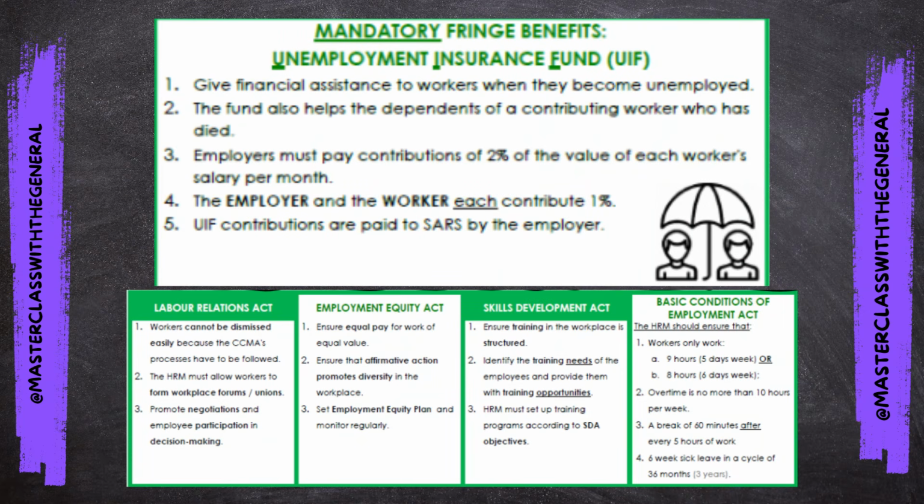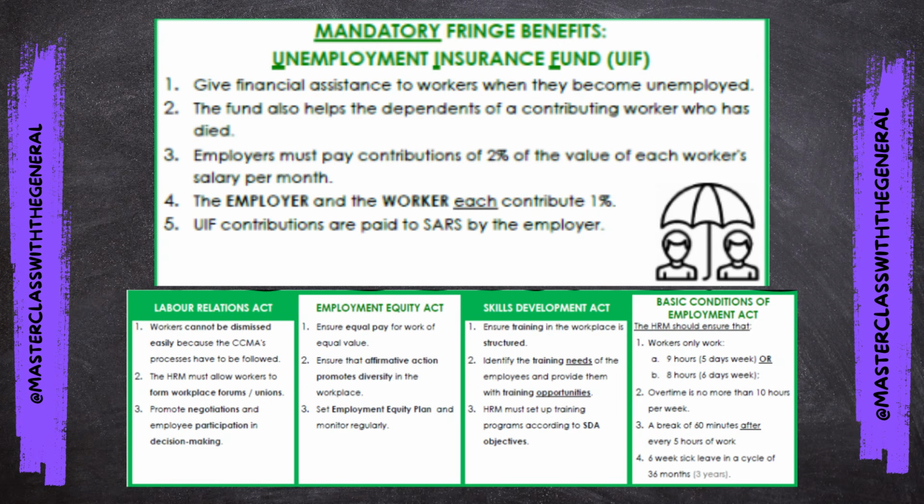So to comply, the business must make sure overtime is not more than 10 hours a week and is not more than 3 hours a day. Number three, a break of 60 minutes after every 5 hours of work. That's another provision, meal breaks and rest periods. So the human resources manager must make sure that this is adhered to. Then lastly, 6 weeks of sick leave in a cycle of 36 months or 3 years. That sick leave is also a provision of the BCEA and it must be followed as such.